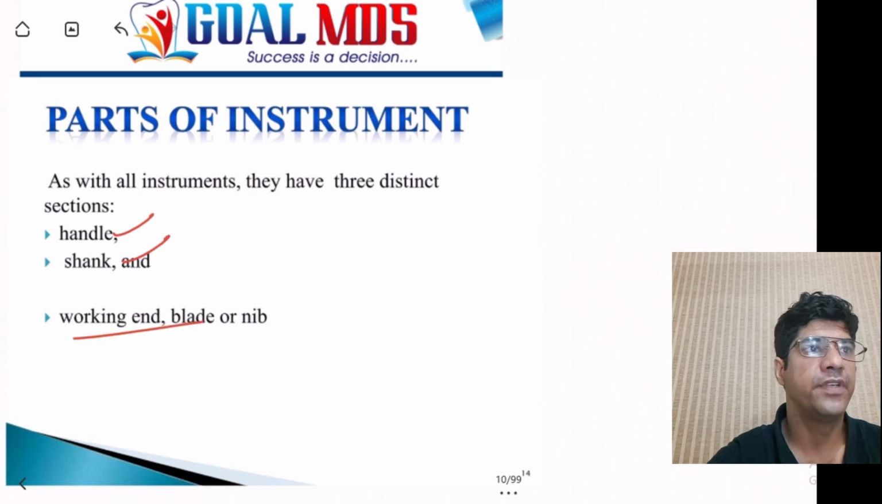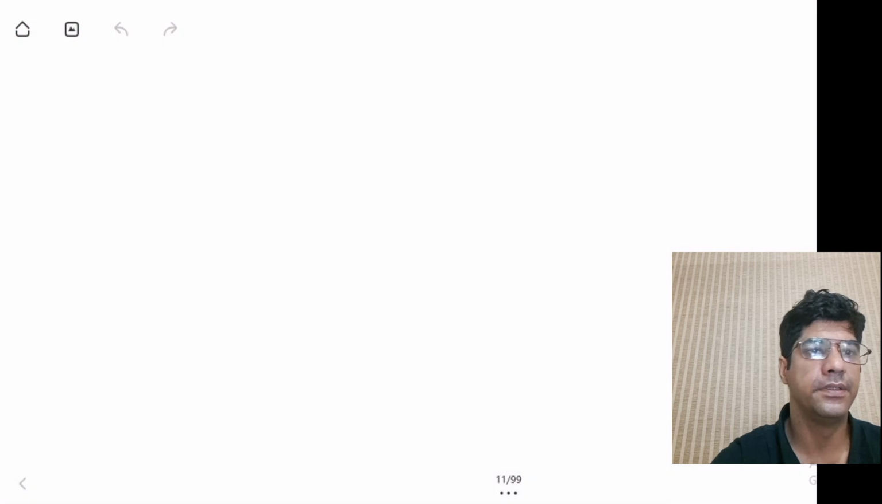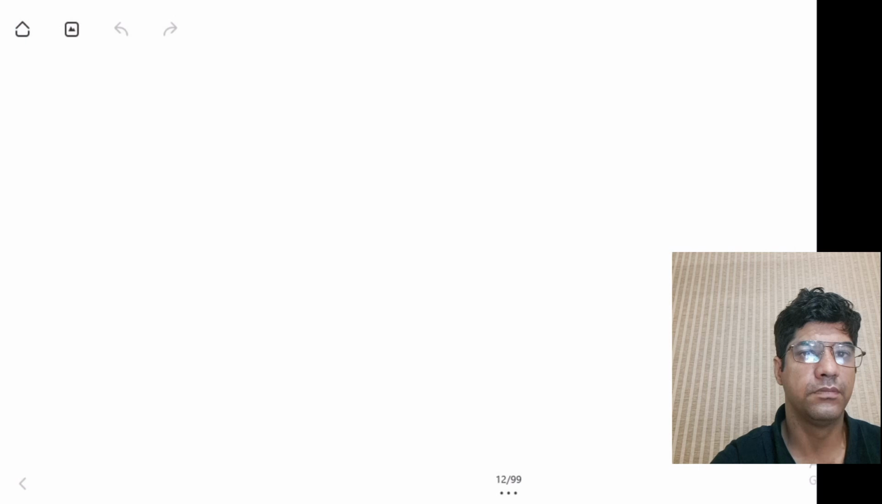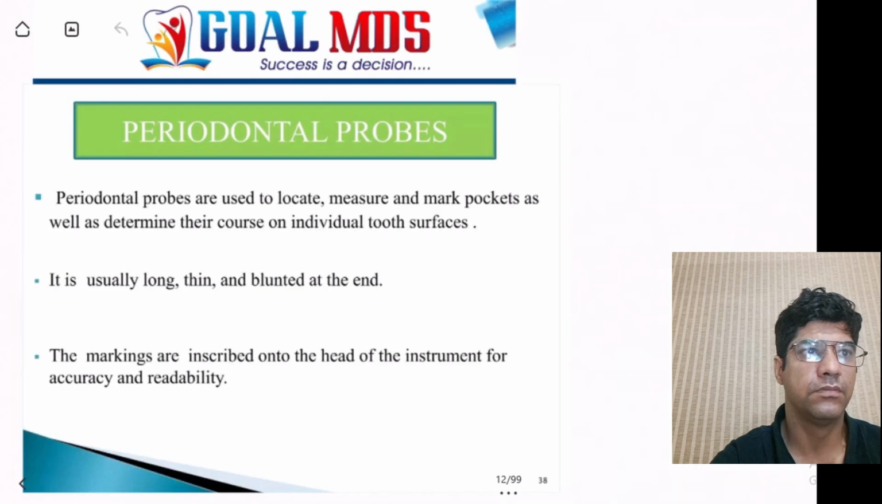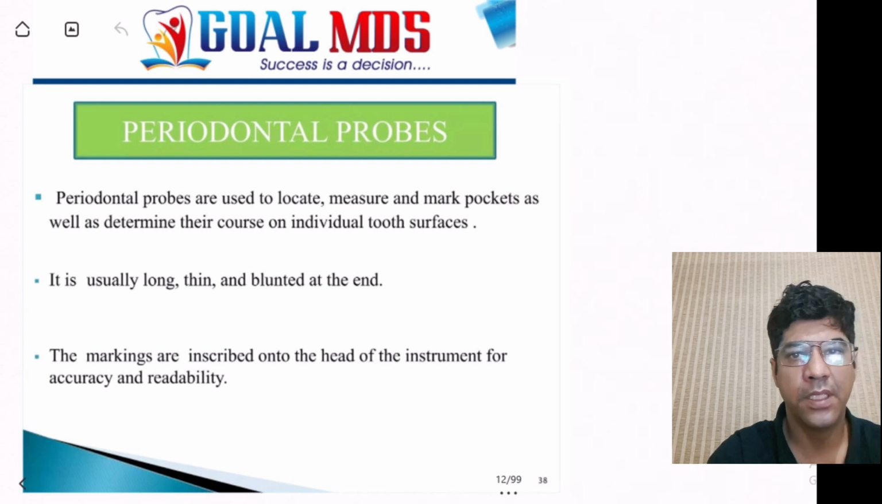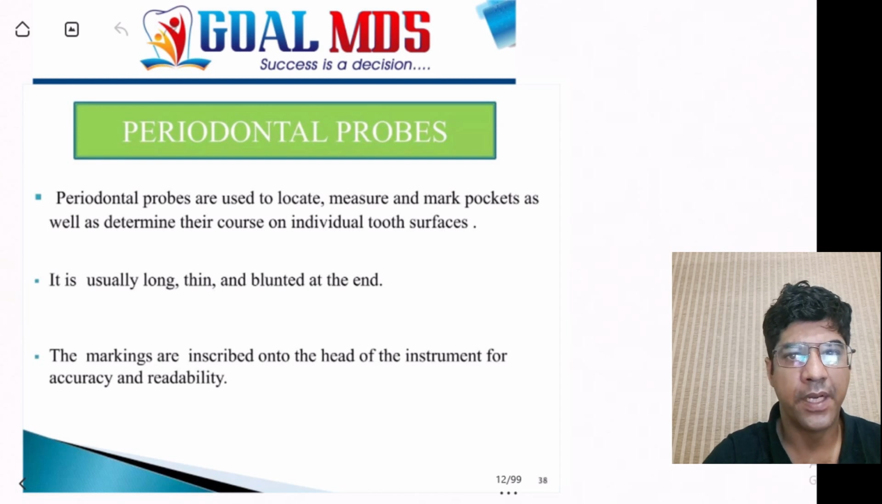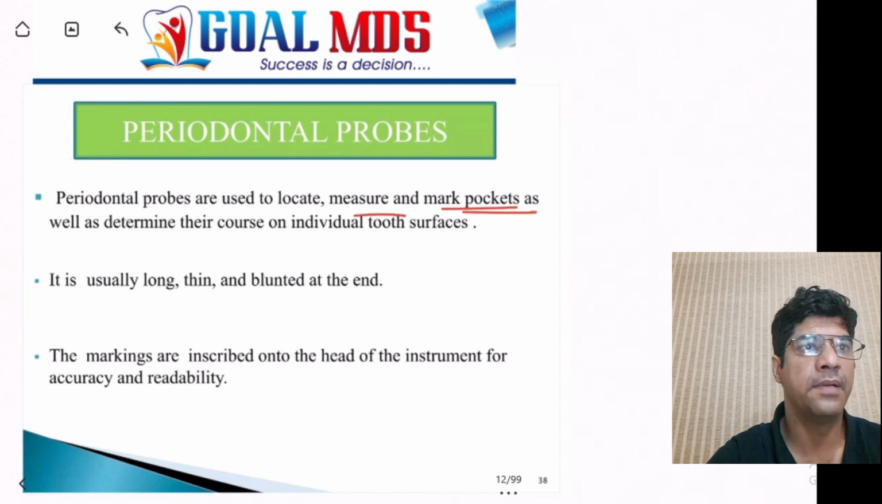Now what are the parts of an instrument? It has a handle, shank and a working end. Now let us discuss the periodontal probes. They are the tapered rod-like instruments. They have a rounded tip and are used to assess the health of gums and tooth supporting structures. So they are used to locate, measure and mark the pockets.